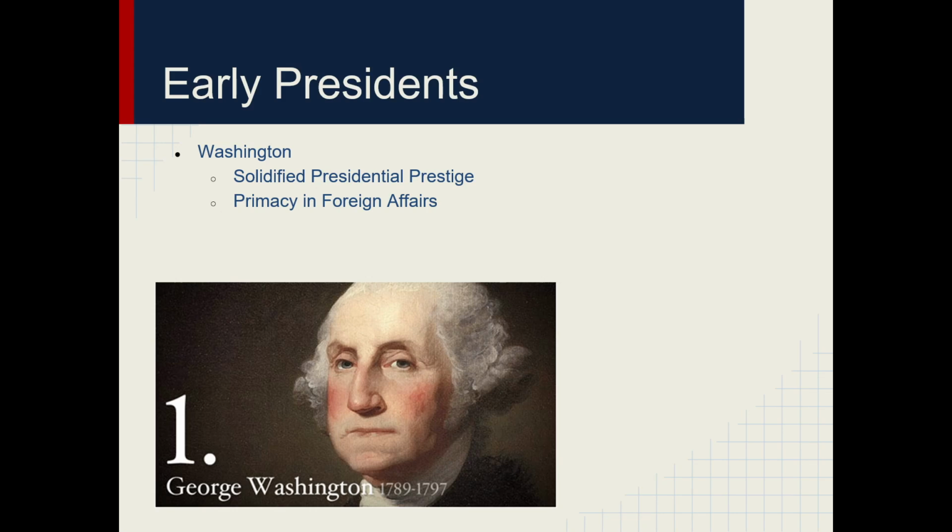Washington's big contribution to the presidency is solidifying presidential prestige. More than any other president, Washington was someone who was above reproach. He was not somebody who was criticized. He was a unifying figure. And even when alive, he almost had this mystic importance. And he also asserted the executive's authority in foreign affairs. And he empowered his Secretary of State to be a very powerful diplomatic figure.